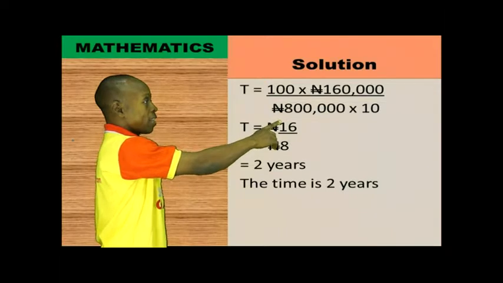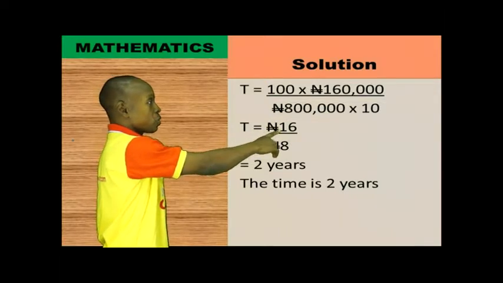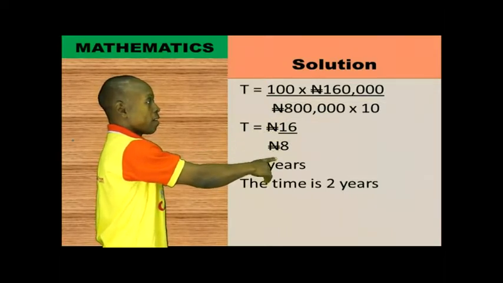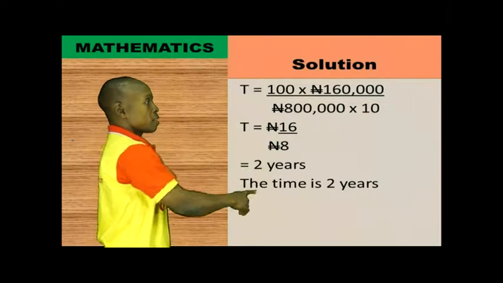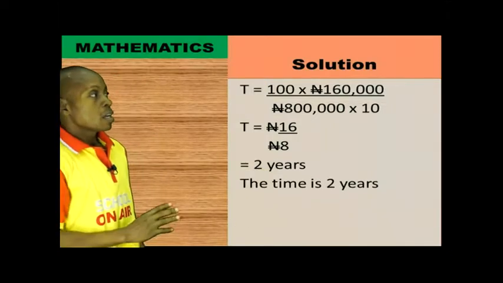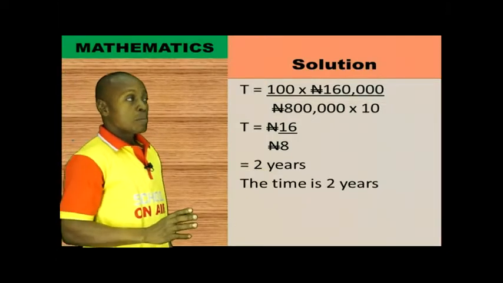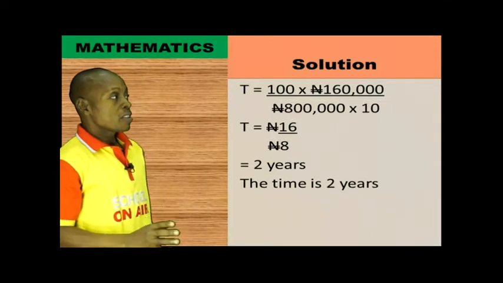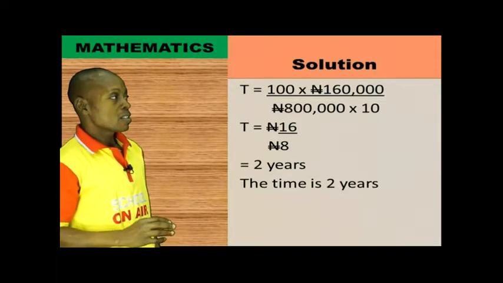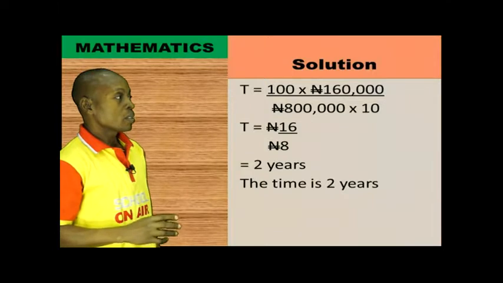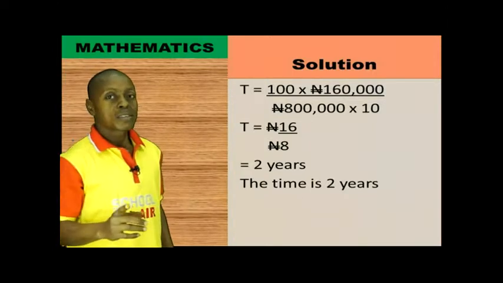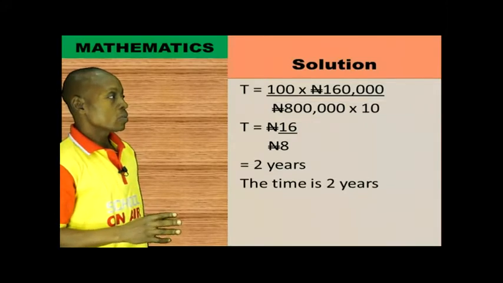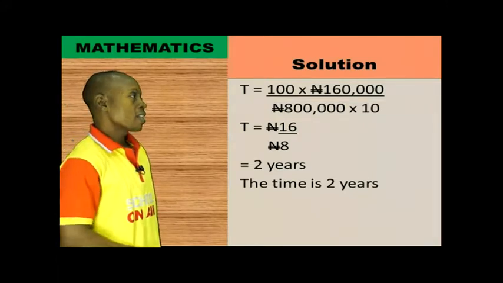So if you divide and simplify that, you have time is equal to 16 naira over 8 naira. So naira will cancel naira, and you have 16 over 8, which gives you 2 years. That means within 2 years, 160,000 will amount to 800,000 at the rate given in the question. So the time is 2 years to get that amount. So let's go to the next example.